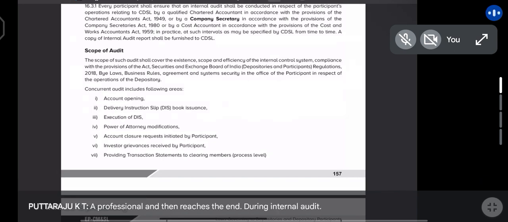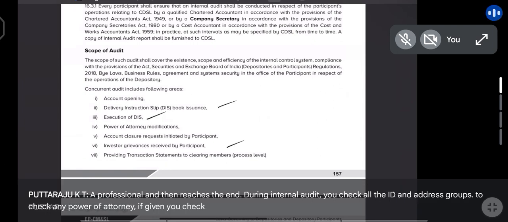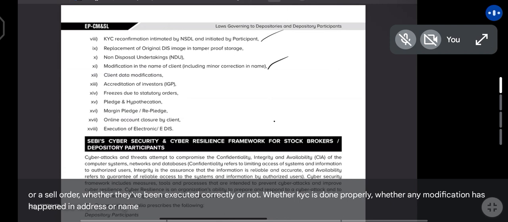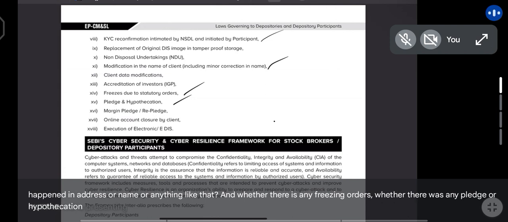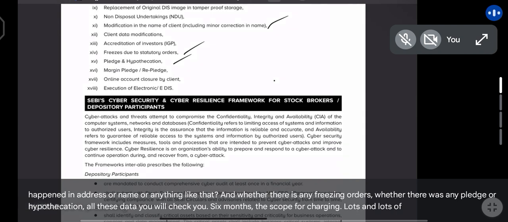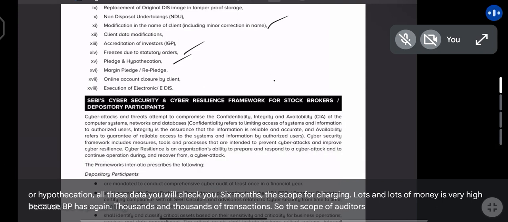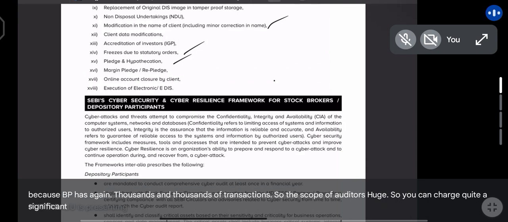During internal audit, you check all the ID and address proofs. You check any power of attorney if given. You check all the delivery instruction slips, whether you placed a buy order or a sell order, whether they've been executed correctly or not, whether KYC is done properly, whether any modification has happened in address or name or anything like that, and whether there are any freezing orders, whether there was any pledge or hypothecation. All this data you will check and give your auditor once every 6 months. The scope for charging lots and lots of money is very high because the DP has, again, thousands and thousands of transactions, so the scope of audit is huge. So you can charge quite a significant chunk of money to complete this audit if it comes to you.